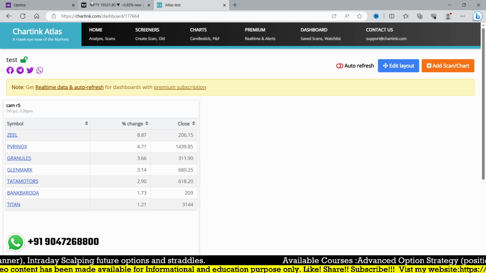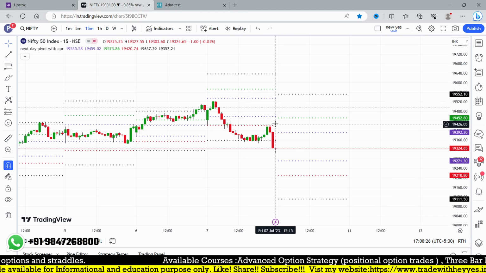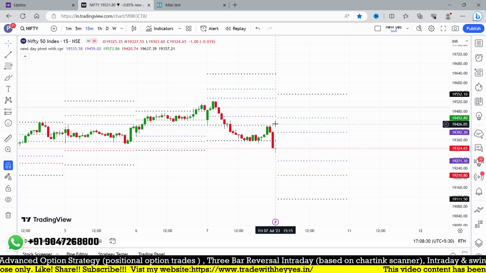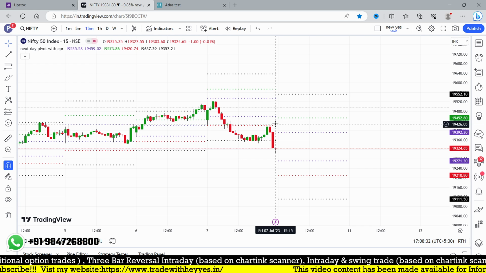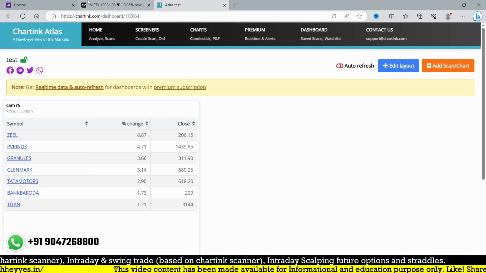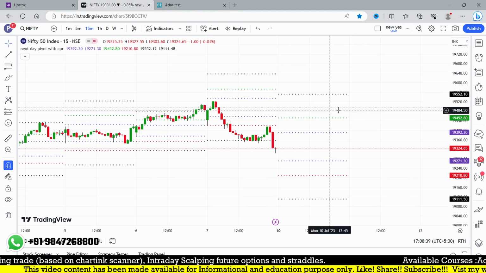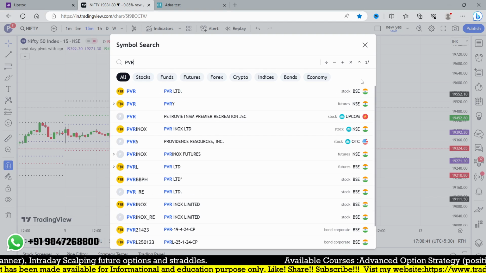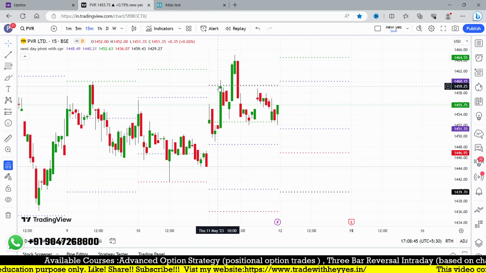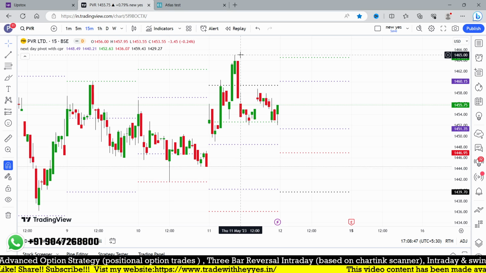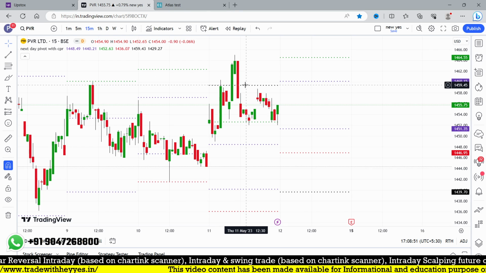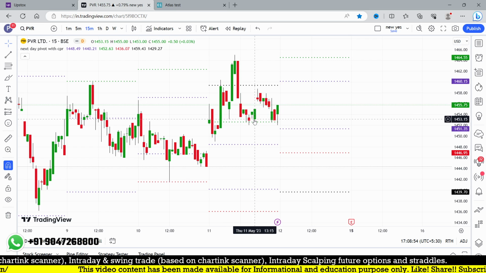Nifty started moving down more than 150 points today due to profit booking, after trading at an all-time high. Yesterday we got a lot of opportunities, even in the PVR and Granules stocks. Let me check PVR's R5 breakout here. Initially it moved a small bit, around 1465 from 1460, and then it triggered your stop loss.